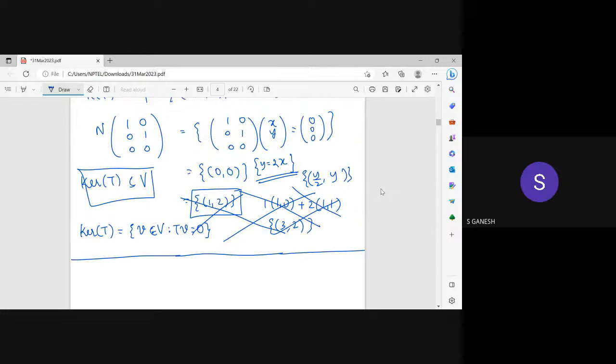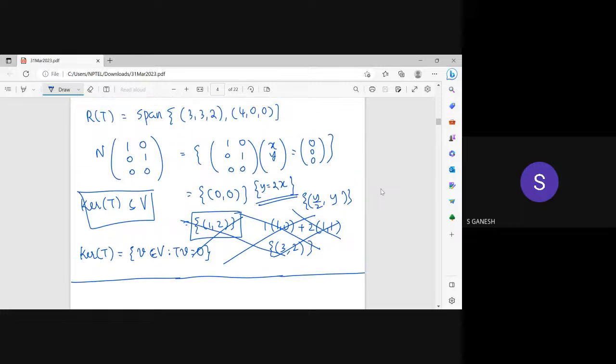Ma'am, I have one doubt. Yes. So here, y equal to 2x. So we find this is a null space, right? The question is asking, find the null space of this linear transformation. Then I will stop here, or do I need to go further into that? So this is not the null space of the linear transformation. See, this is not the null space, no?